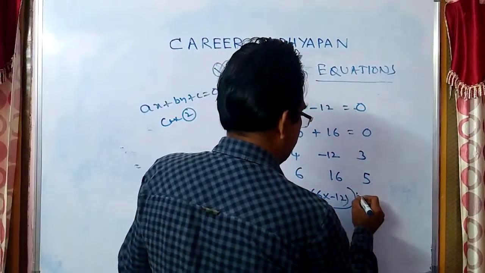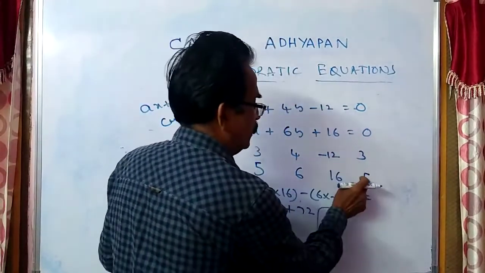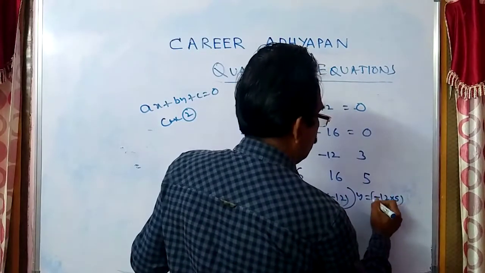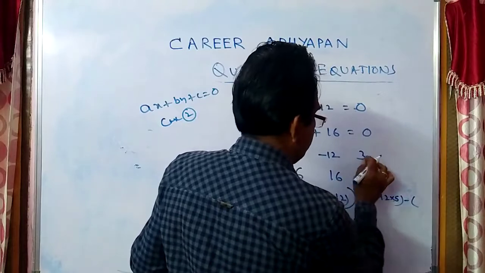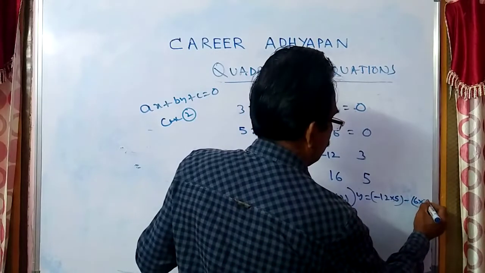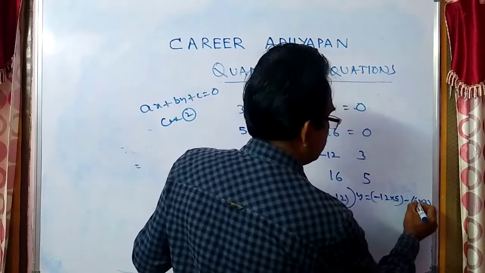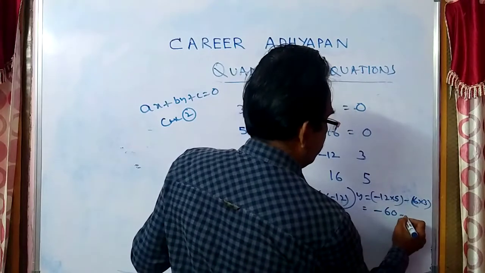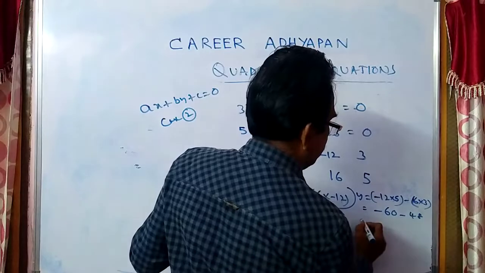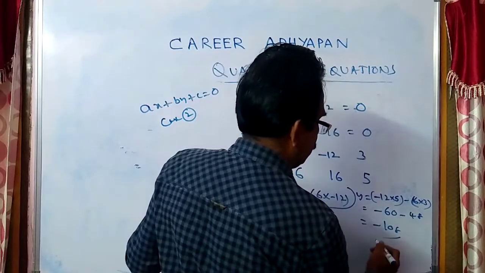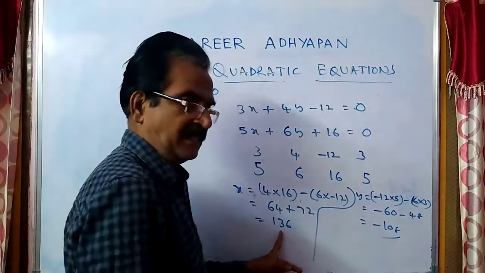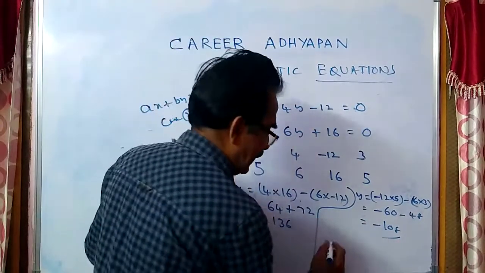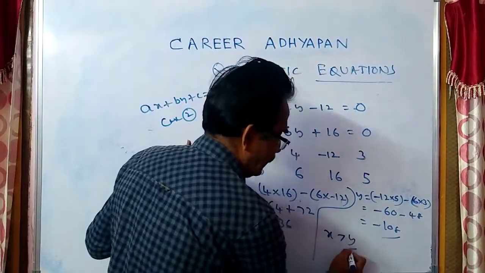Let us see y. Y is equal to this into this, minus 12 into 5 minus 16 into 3. Minus 60 minus 48, minus 108. X is 136, y is minus 108. So definitely x greater than y.